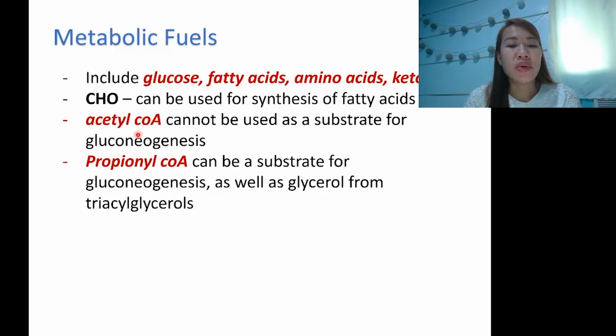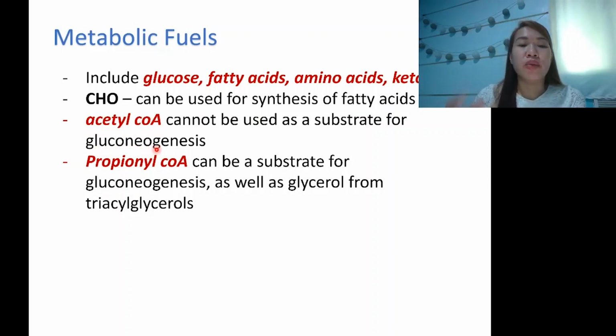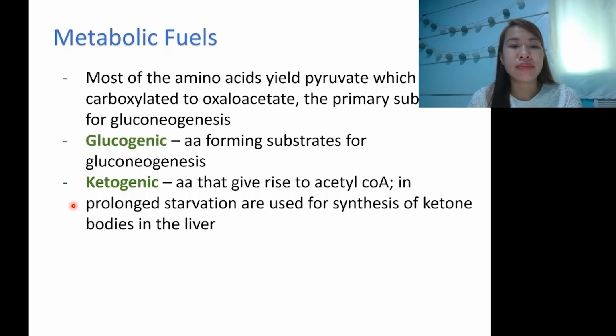And take note, acetyl-CoA cannot be used as a substrate for gluconeogenesis. When these pathways will be discussed further, you will understand why. But for now, I want you to understand that acetyl-CoA is not used as a substrate for gluconeogenesis. Propionyl-CoA, on the other hand, can be a substrate for gluconeogenesis as well as glycerol from triacylglycerols.